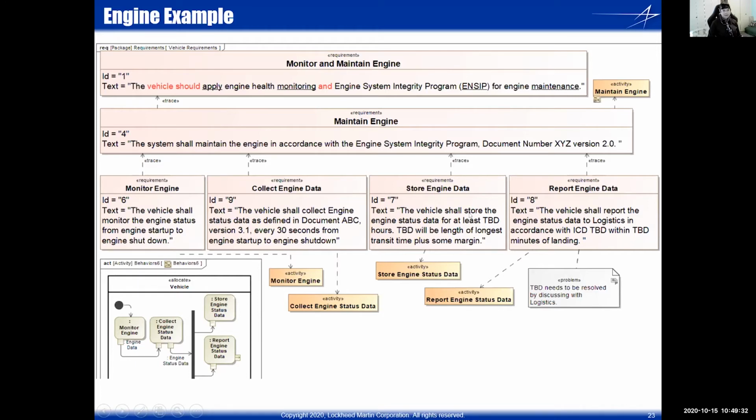I know I need to store it. And so the vehicle will store that information for at least TBD hours. And now I don't know what TBD is, but I'm going to have to figure it out. And a lot of companies will have a TBD burn plan where they put together a plan on how you are going to figure this out. And so TBD is probably going to be the longest amount of time that it might be before you took it into repair.